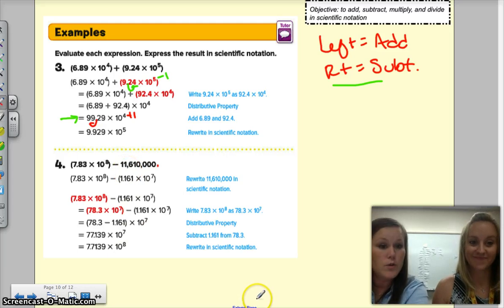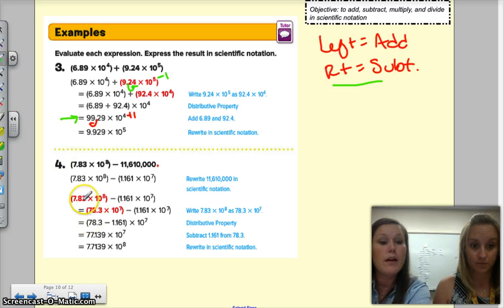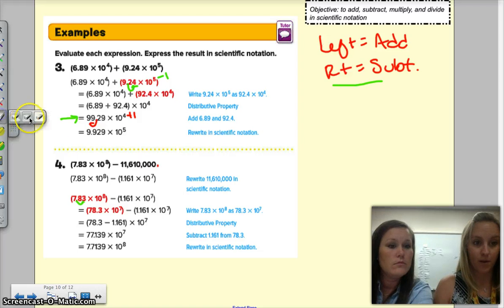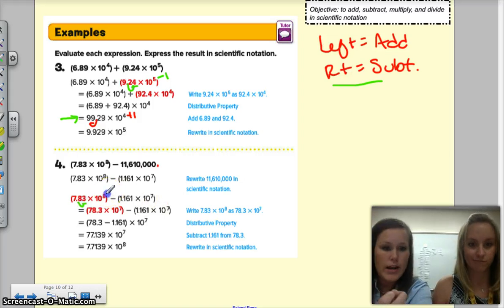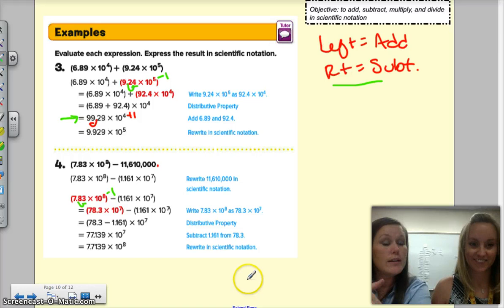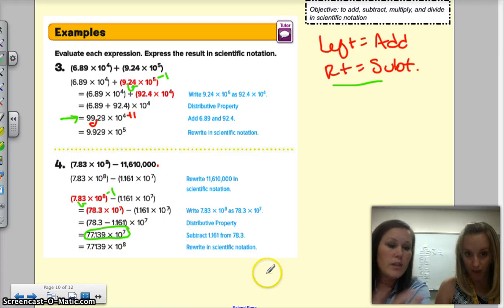And now we have to change the form. So we changed 7.83 times 10 to the 8th. Move that decimal one place to the left, I'm sorry, to the right. Left means add, no, we went to the right, so we're going to subtract. There we go. So that's how we get it down to the same form. Same thing applies here, not in scientific notation: move it over to the left, then you add, and we're there.